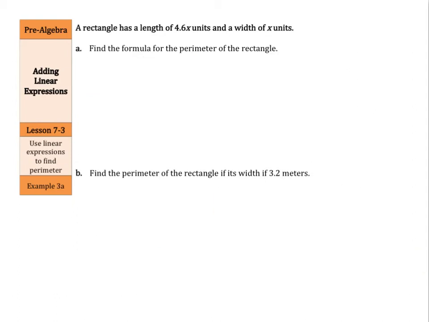So, using linear expressions to find perimeter now was the second part of our objective. So a rectangle has a length of 4.6x units and a width of x units. Well, let's draw that out. We have somewhat of a rectangle there with a length of 4.6x units and a width of x units. And find the formula for the perimeter of a rectangle. Well, the perimeter of a rectangle is P, a perimeter, equals 2 times the length plus 2 times the width.